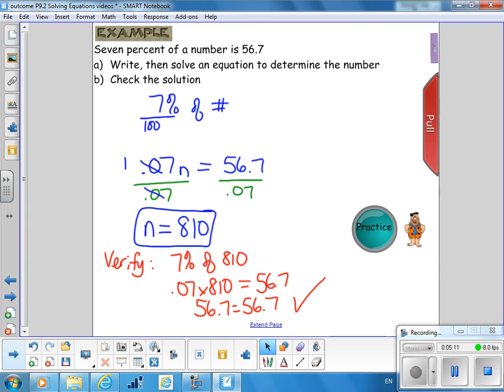So in a word problem, first of all, you assign a variable to the value you are looking for, set up an equation, and then use inverse operations to solve for the variable.